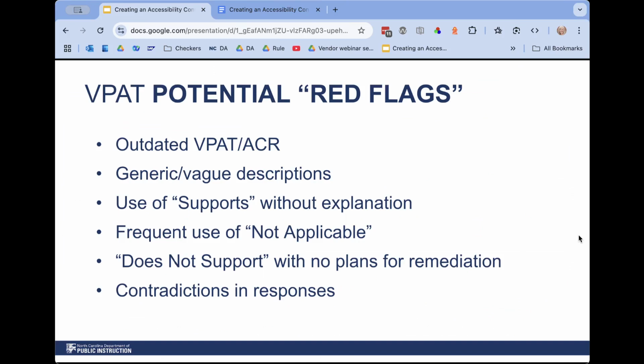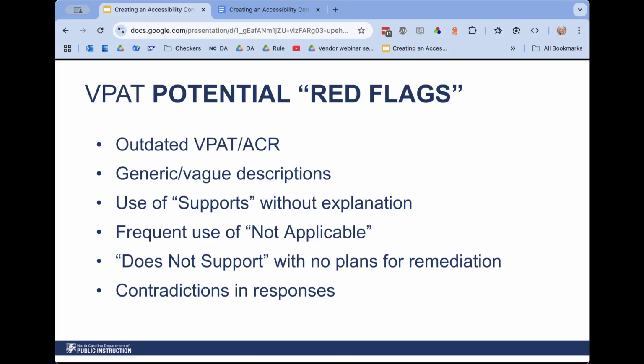Using not applicable a lot. There's certainly sometimes, depending on the type of digital content that's part of your solution, that it applies. So if it's something that's very interactive, you are likely going to need to meet every single standard that WCAG has. But maybe the only thing that's included in your solution is a collection of training videos. So in that instance, not all of the WCAG standards are going to be applicable.